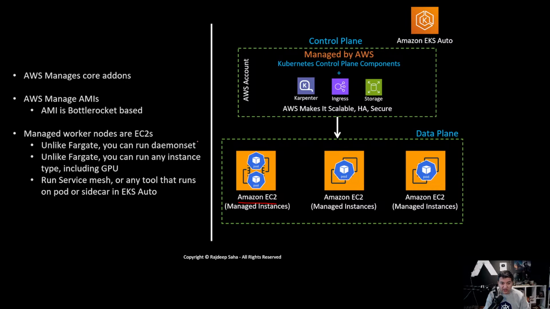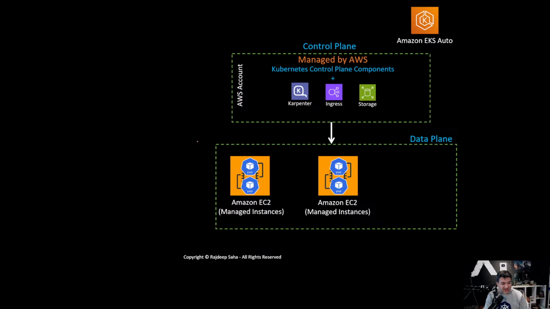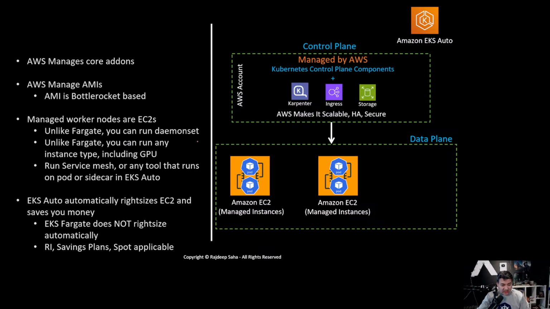Okay, let me go forward. I'm going to answer questions when I start the demo. I see there are some questions coming in. So EKS Fargate does not right size automatically, but EKS Auto does. Also, because EKS Auto is basically running EC2 managed instances, you can implement reserved instances, savings plans, and Spot. Yes, you can also use Spot in EKS Auto. You can tell AWS, you still manage my instances, but I want them to run on Spot.